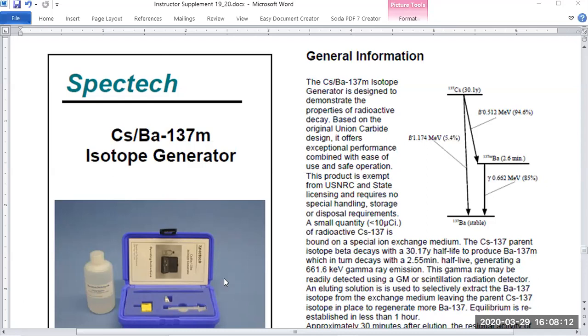So with this system, we can, with the syringe that comes in the kit and the eluting solution, which is made up of 0.9% sodium chloride and 0.04 molar hydrochloric acid, selectively leave the cesium in the cartridge and push just the barium through and onto a little aluminum plate, which we will put into a Geiger counter to measure the amount of radioactivity that we can detect from the metastable barium-137 giving off those gamma rays.